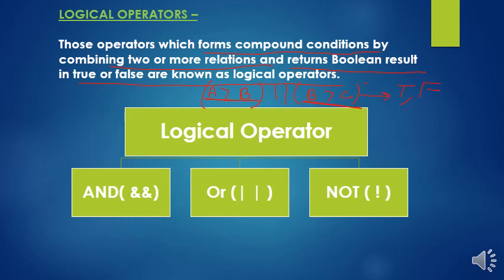Java provides three types of logical operators. First one is AND, second one is OR, and third one is NOT. AND and OR are binary operators and NOT is a unary operator. The details of the logical operators I will explain in the next video.